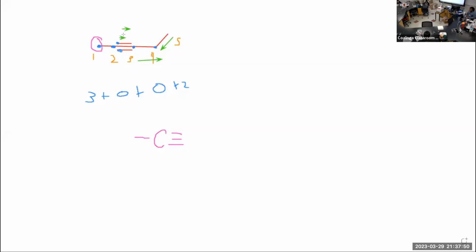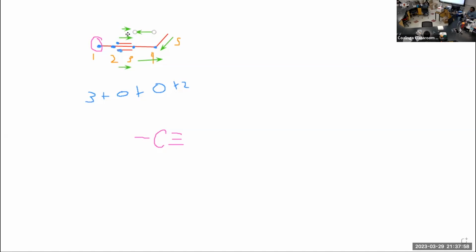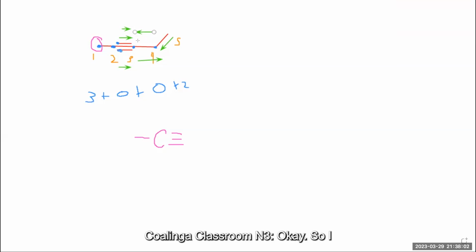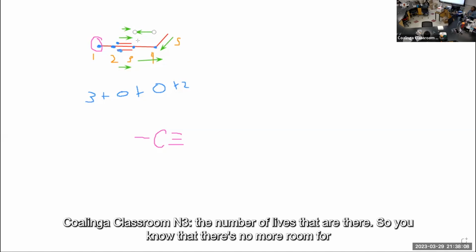Won't let me draw. Too close together. So I have my 3 lines coming in here, and then I have my other one that's right here. So those are 1, 2, 3, 4 bonds. Okay, so I like to look at them as the minimum. That way it helps you keep track of the number of lines that are there, so you know that there's no more room for a hydrogen. Right.